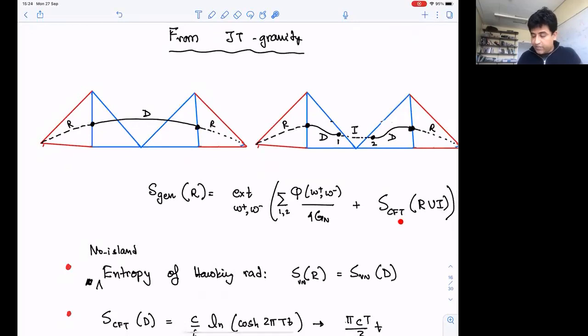And you consider the CFT entropy of R union I, which means you consider R and you consider this island region I, consider the union, compute the CFT entropy. Then at the boundaries of these islands, which are the so-called quantum extremal surfaces, you evaluate phi over 4G_N, the contribution from the quantum extremal surfaces, add all these together and extremize with respect to the location of the quantum extremal surfaces. And the extremum value should give you the correct generalized entropy or the fine-grained entropy.